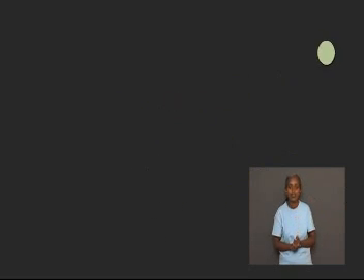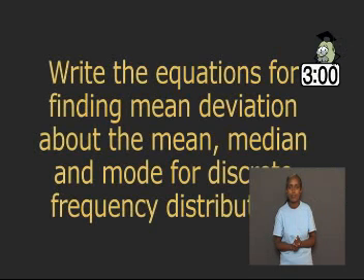Students, based on this information, find the equations for the mean deviations for discrete frequency distribution. Please write down your answers. Students, let's get ready. Begin.